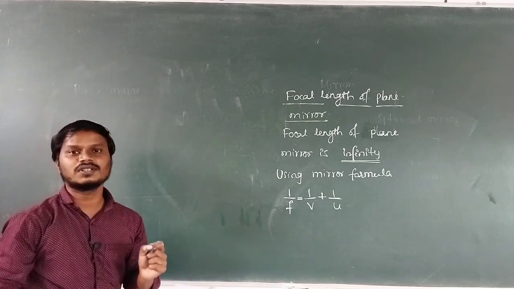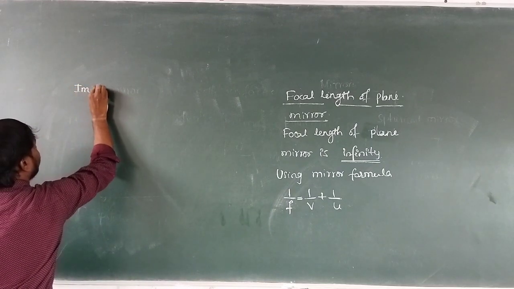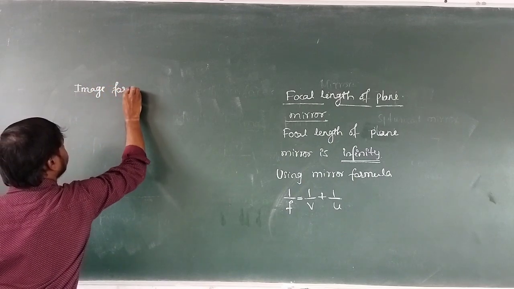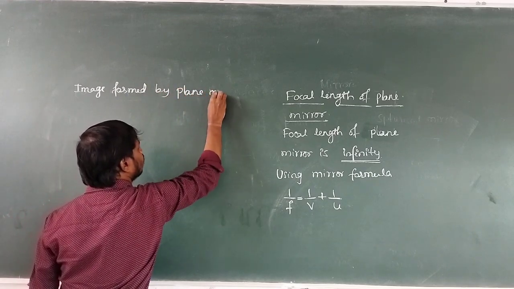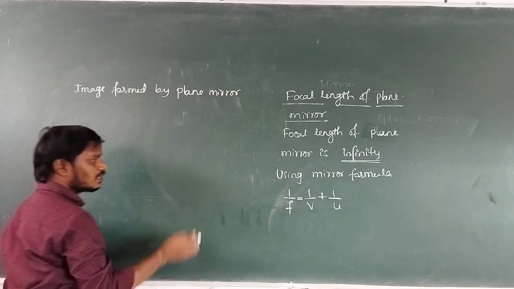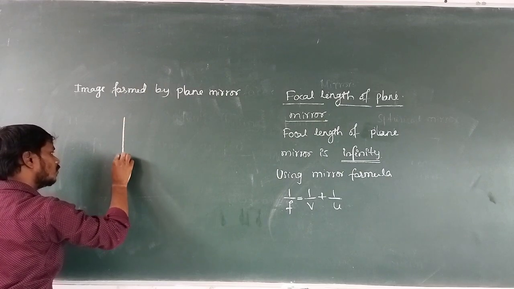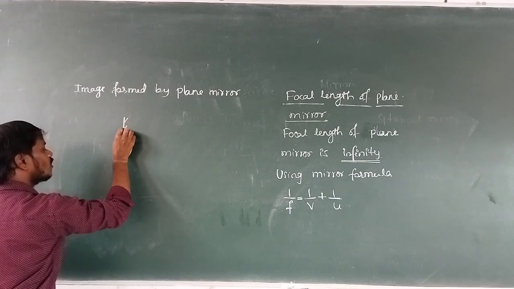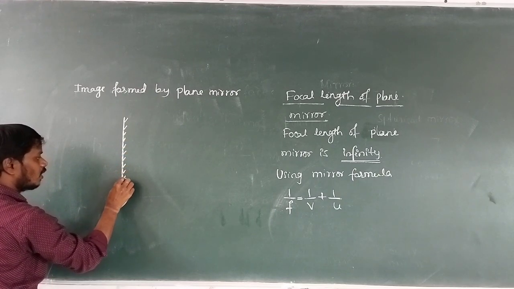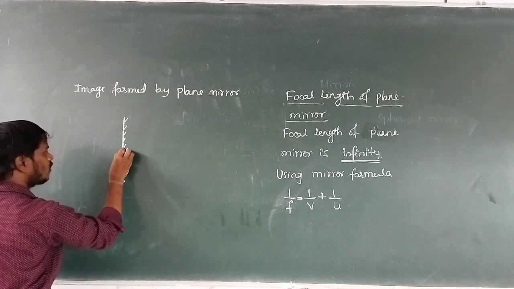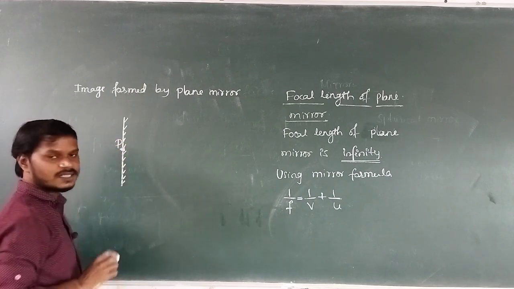I will draw the diagram for the image formed by plane mirror. So this is a neat concept here. Let us draw the plane mirror. One surface is polished, this shaded surface is polished, and this surface is reflecting. Let us take the midpoint of the mirror, which is called the pole, represented by P.